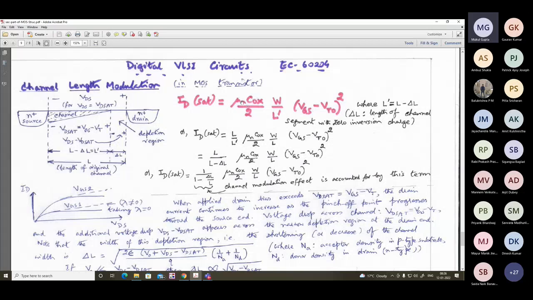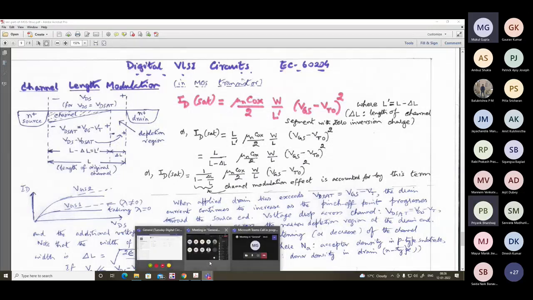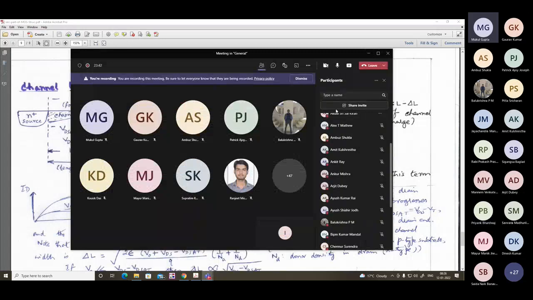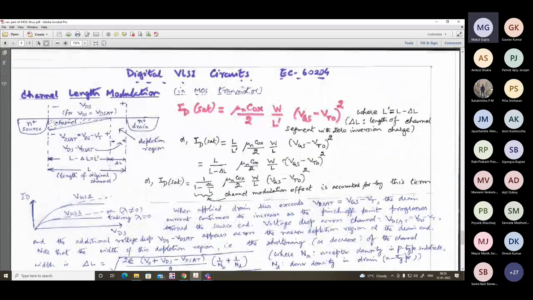Okay, mobility of the N type carriers. COX gets capacitance per unit area. Yes, sir, any doubt? Sir, can you please explain how did we get that range of threshold voltage? Okay, yeah, right, thank you.